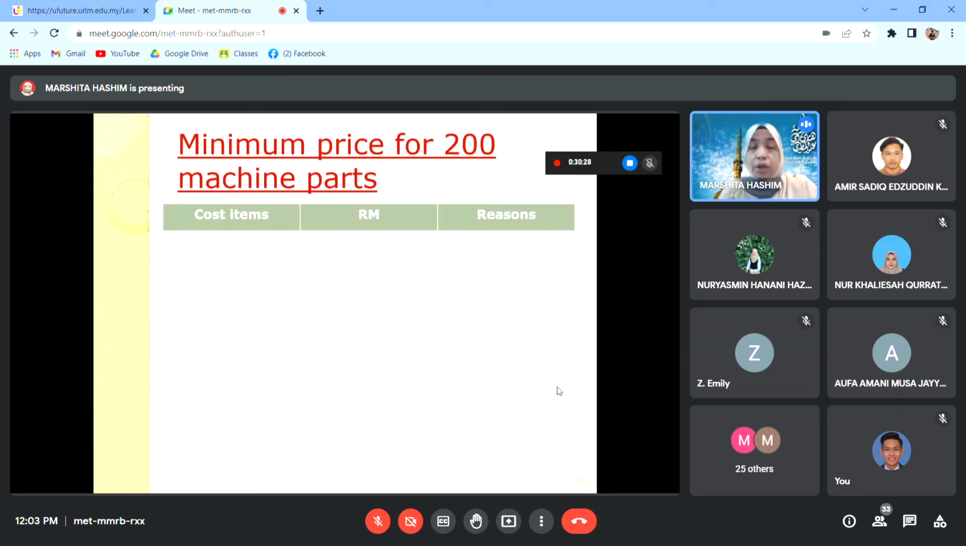Okay, now before you read together notes number 1 until number 10, can you please draw this table? One column for cost item, another column for calculation, last column for reasons.